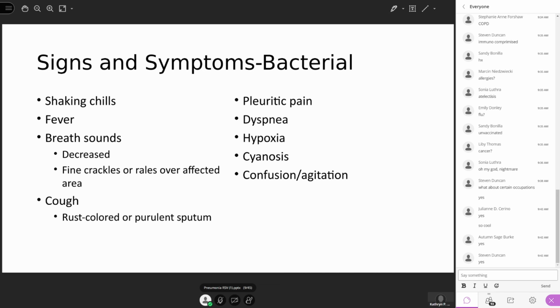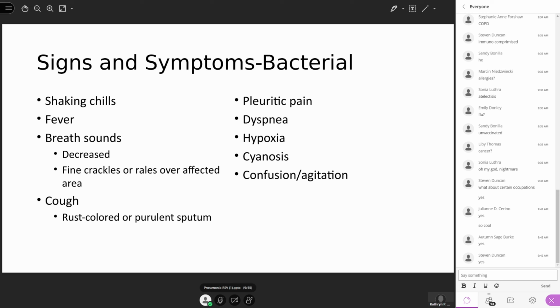Okay, so the symptomatology that we're going to be looking for, or we may see in a client with bacterial pneumonia: shaking chills, fever, sometimes a really high fever. My friend's daughter, 103 point something. Breath sounds. As you go back to that x-ray and think about what you're going to hear over that consolidation.